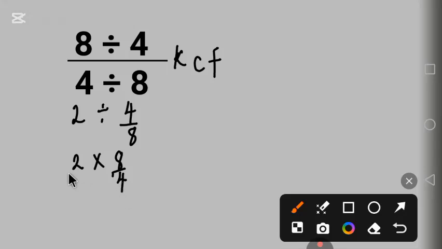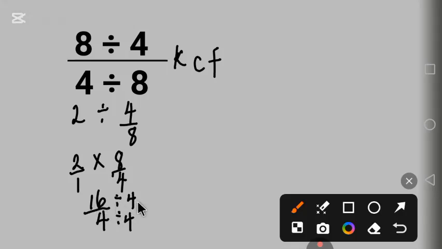Next, let's just put 1 here, and then 2 times 8 will give us 16. 1 times 4 will give us 4. Now let's divide these numbers. Let's use the common factor, the GCF, and that is 4. So we divide 16 by 4, and then we divide 4 by 4.